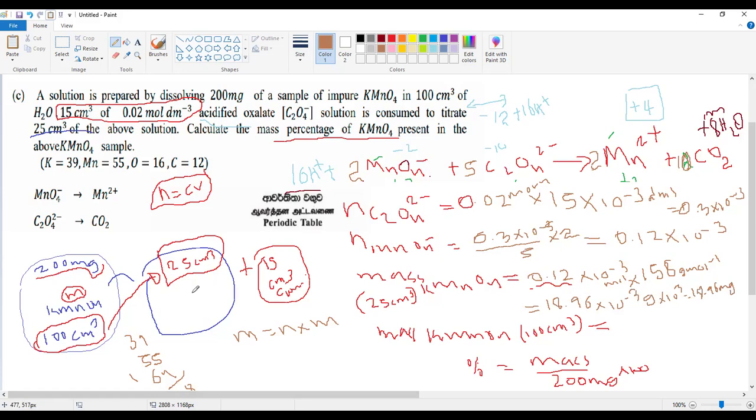18.96 milligram is in 25 cubic centimeter. Okay, but our solution is in 100 cubic centimeter, because the entire thing we dissolve in 100. Therefore, in 100 cubic centimeter, you will have 4 times of it. 18.96 into 4 times. That is 75.84 milligrams.